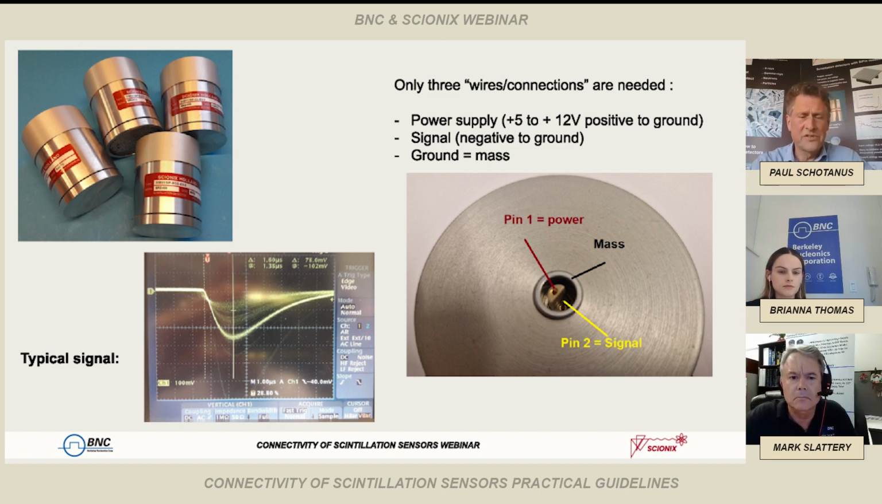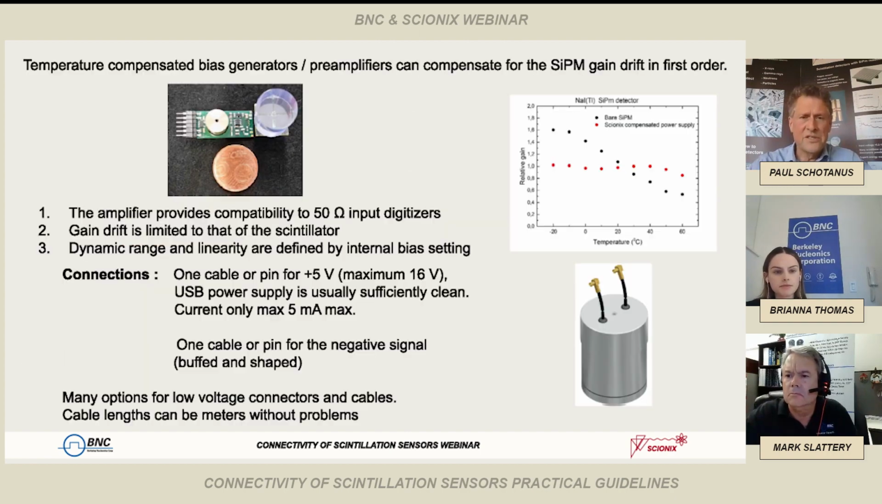And the body of the connector is actually the mass. As you see here, a typical signal from a silicon PM, if you look carefully, is a few hundred millivolts high. That's a spectrum from cesium-662 and a high resolution scintillator, I think, or maybe even sodium iodide, I don't know. And this built-in power supply is temperature compensated, in that the worst temperature drift of the silicon PM is taken away, because the breakdown voltage of a silicon PM is temperature dependent.